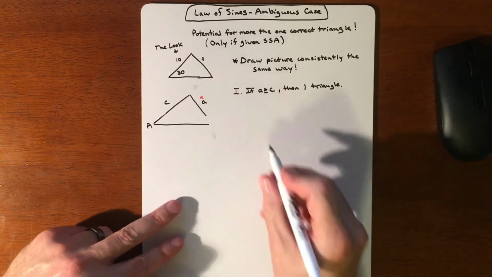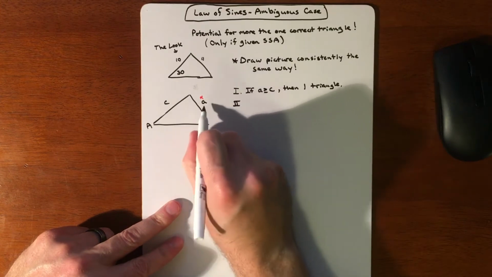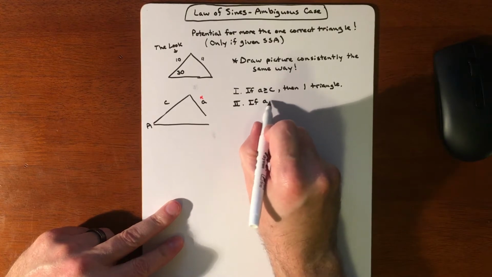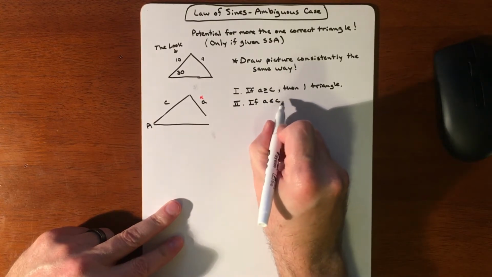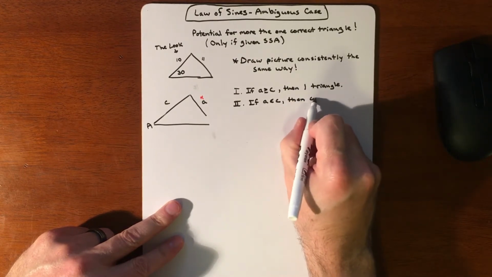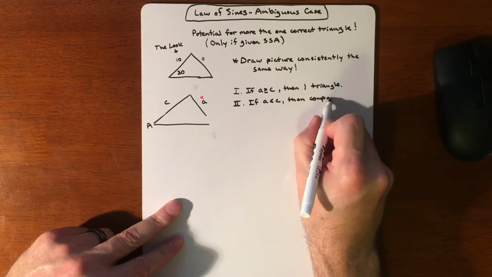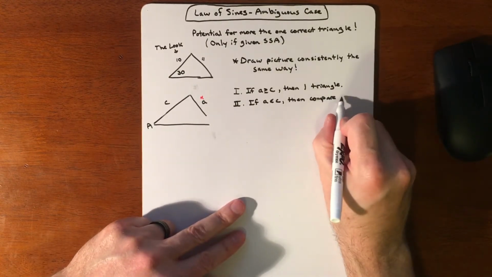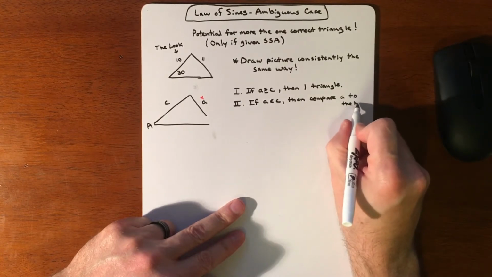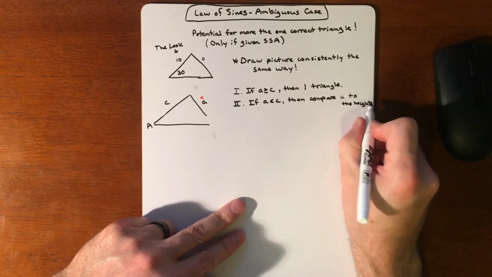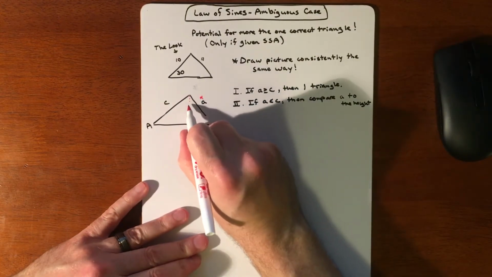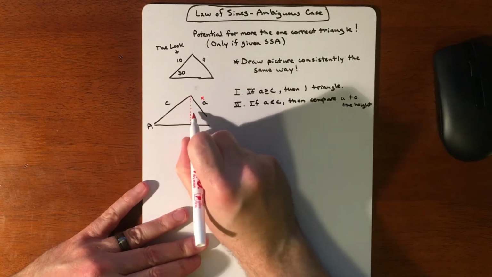Okay. If A is smaller than C, if A is less than C, then you've got to do some work. Then you have to compare A to the height. What we mean by the height is, we mean the height. Now we don't know the height. We've got to figure out the height.